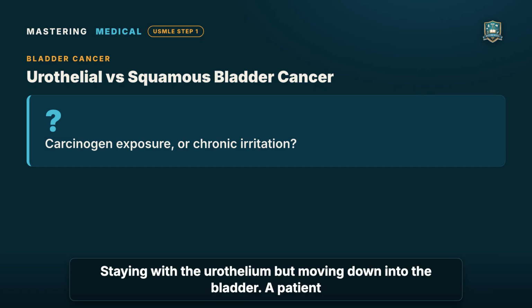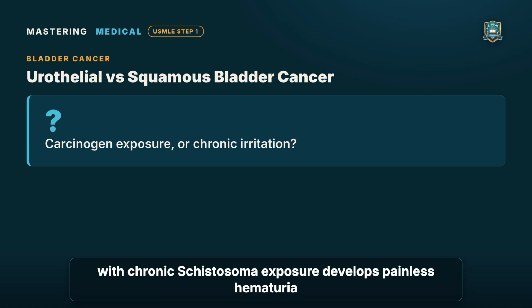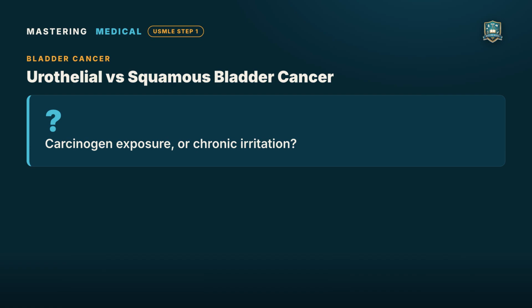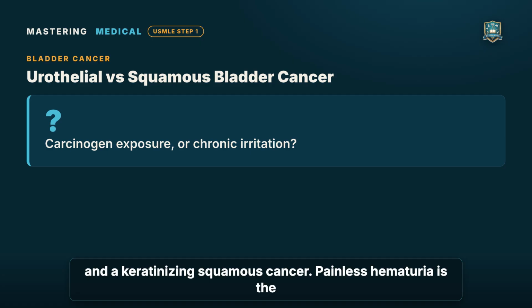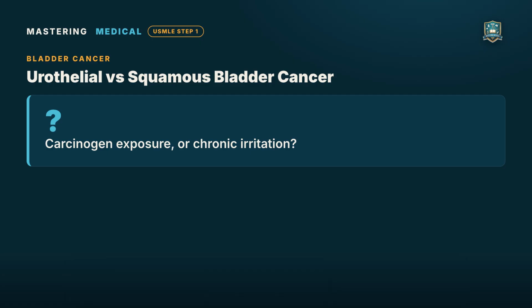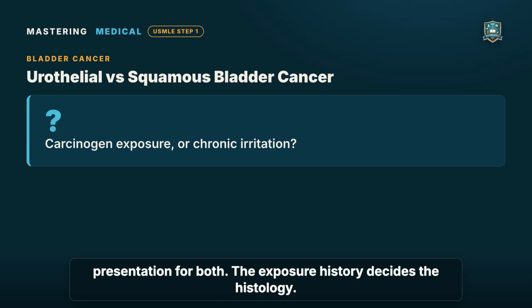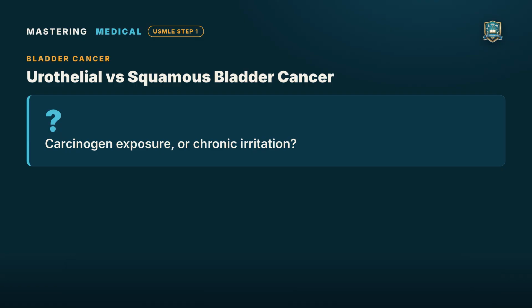Staying with the urothelium but moving down into the bladder. A patient with chronic schistosoma exposure develops painless hematuria and a keratinizing squamous cancer. Painless hematuria is the presentation for both. The exposure history decides the histology, carcinogen or chronic irritation.